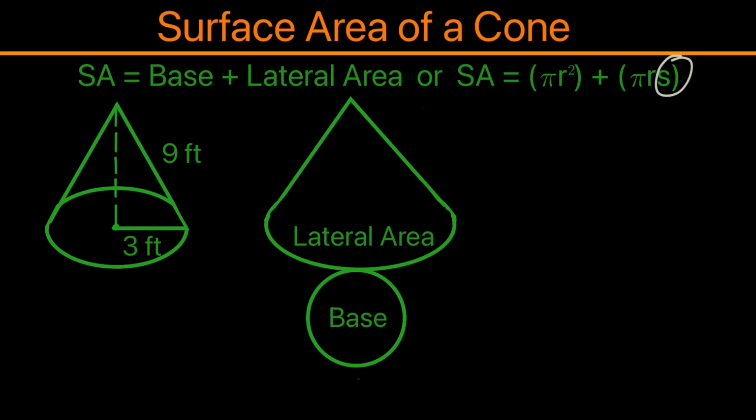Below is an example of a cone, and we'll be finding the surface area of it. The figure on the right is a cone with a radius of 3 feet. The 9 feet here is not the height, but the slant height of the cone. Notice how the height of the cone was not provided, as it's actually not needed for the surface area of a cone.